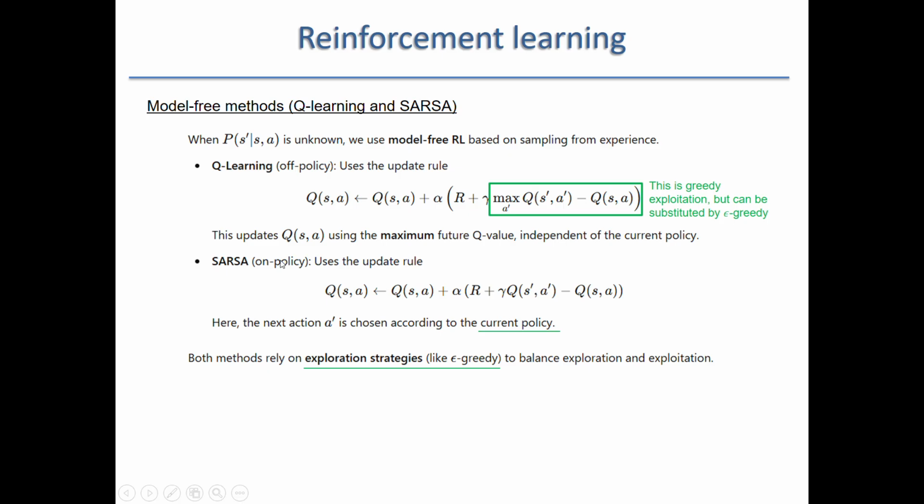So these two are using epsilon-greedy. This one is taking whatever S prime is, and this one is updating assuming that for the next S prime, you will take the best A prime.